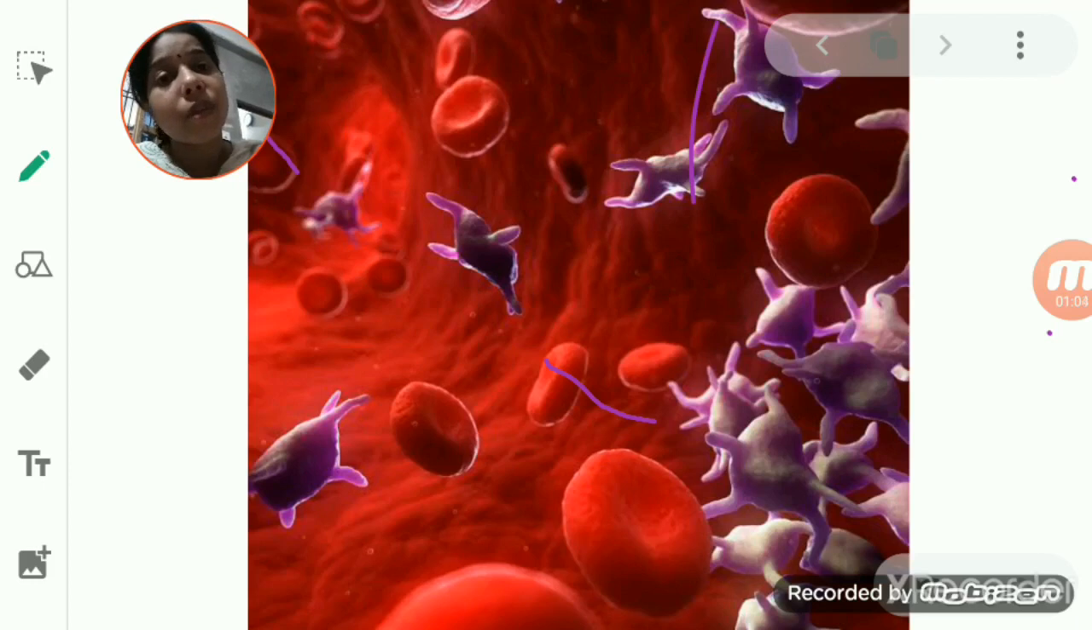WBCs, also known as white blood cells or leukocytes, protect our body from foreign material or antigens. We also studied how RBCs differ from WBCs. Now today we will continue with the same topic, that is platelets, and later on we will study the lymphatic system.